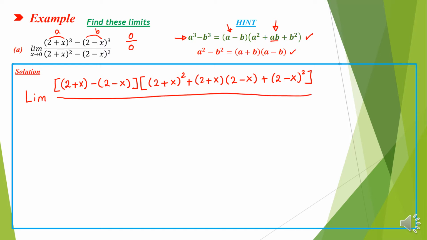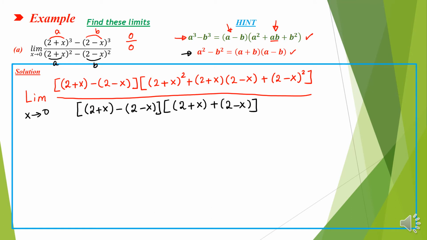two squares, so 2 plus x is a in our rule and 2 minus x is b, so you have to apply the difference between two squares and you will get a plus b times a minus b. So a is 2 plus x, this is a plus b. Let's start with a minus b, this is 2 minus x multiplied by 2 plus x, this is a plus b, which is 2 minus x, when x goes to 0.